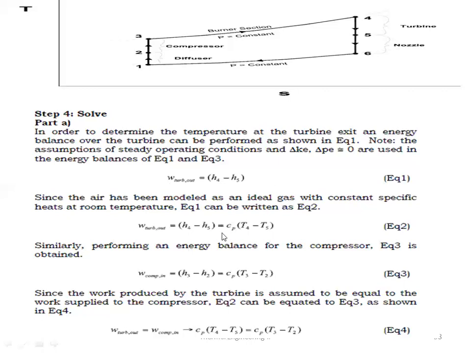So that can be written as H4 minus H5, which is equal to Cp into the change in temperature, T4 minus T5. So this is a formula to find the turbine work. And similarly, it is possible to write down the compressor work.